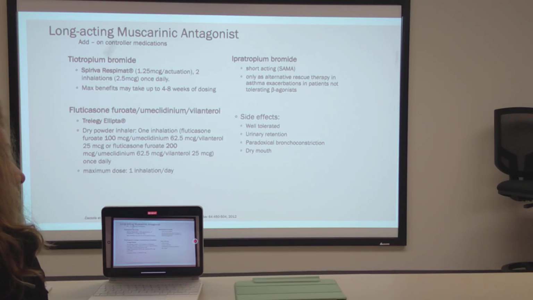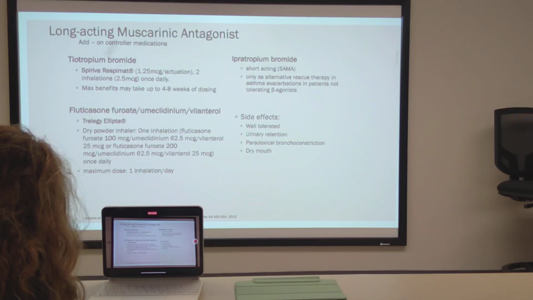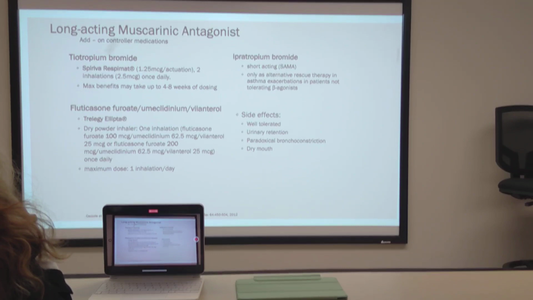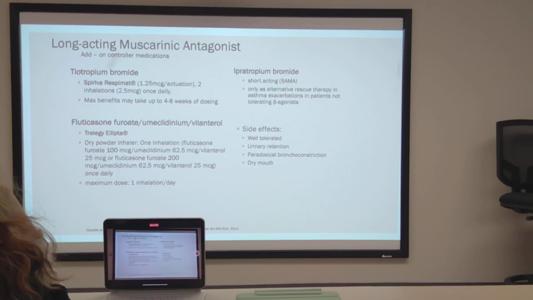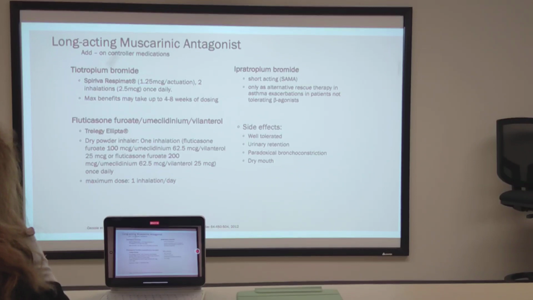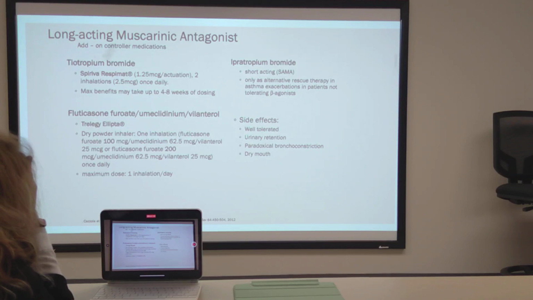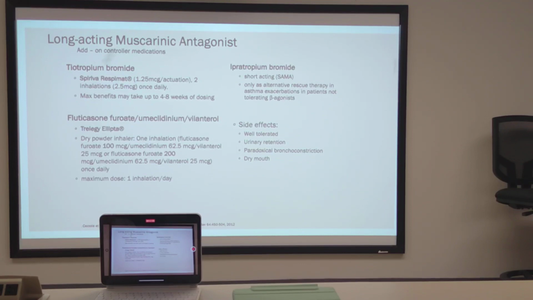Next, your class here is your leukotriene modifying agents. These basically antagonize type 3 muscarinic receptors in your bronchial smooth muscles, again resulting in relaxation of those muscles in the airways. So, when LAMAs are used, it's usually in addition to your inhaled corticosteroids, or it can be used with the LABA/inhaled corticosteroids, usually whenever their asthma is not well controlled.